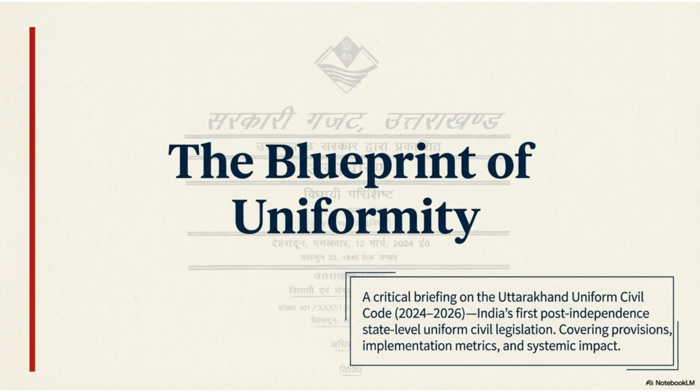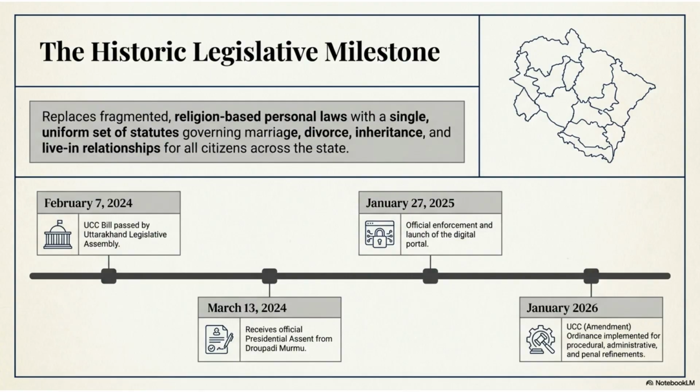Welcome to a critical briefing on the Uttarakhand Uniform Civil Code, 2024 to 2026, India's first post-independence state-level uniform civil legislation. We will cover its provisions, implementation metrics, and systemic impact. This historic legislative milestone replaces fragmented, religion-based personal laws with a single uniform set of statutes. The timeline shows the UCC bill was passed in February 2024, received presidential assent in March, and is scheduled for official enforcement in January 2025.